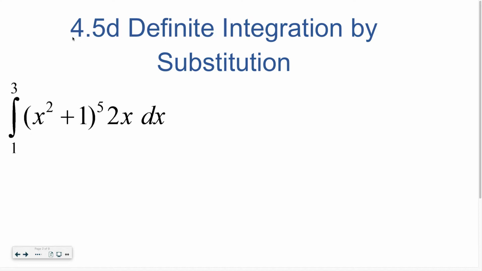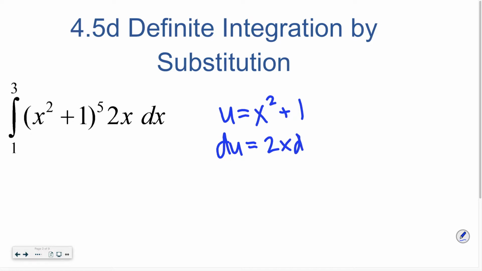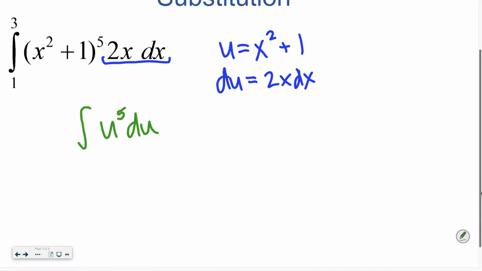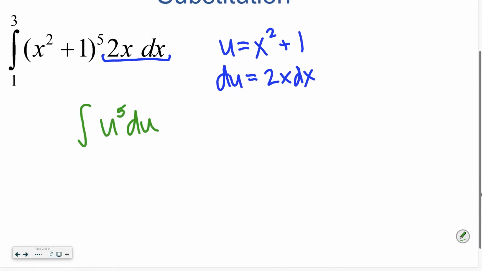When you have a problem where you have a composition and something left over to where U substitution works, go ahead and go through the U substitution process and kind of forget about your limits of integration. So in this case, we can let U equal x squared plus 1, which means du is 2x dx. Okay? Just like we did in our warm-up, we have that 2x dx, so we can replace that with du. So this becomes the integral u to the 5th du. And for right now, I am just going to leave off those limits of integration. I'm just going to forget about them for a moment.